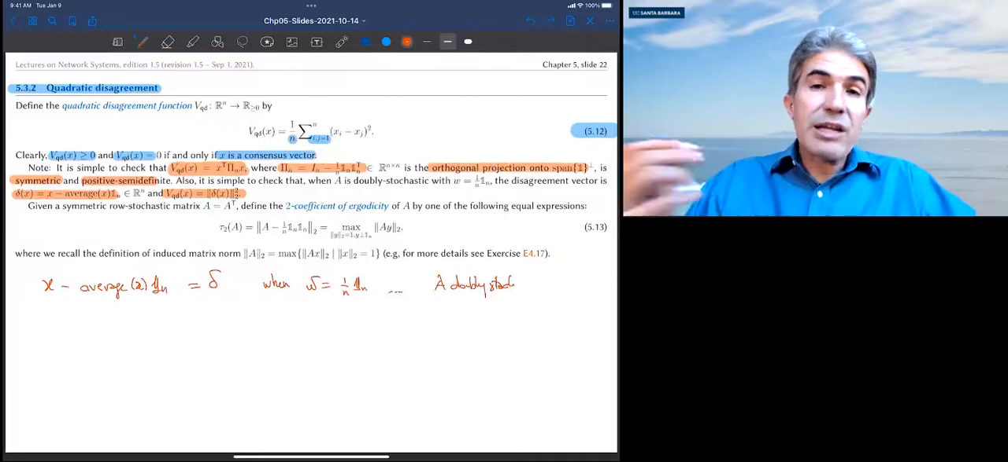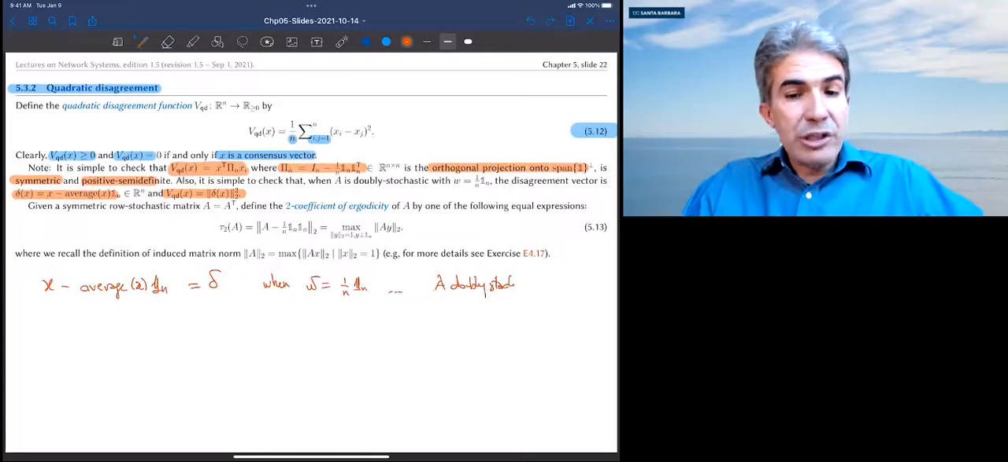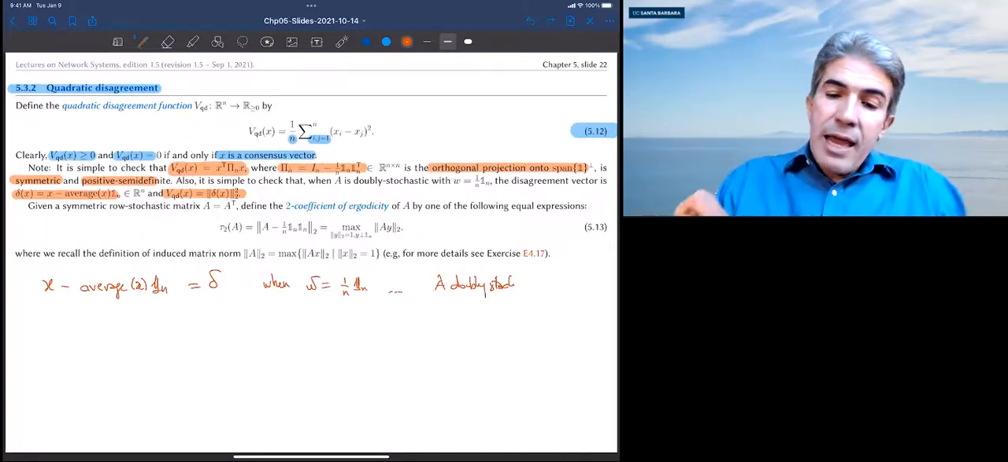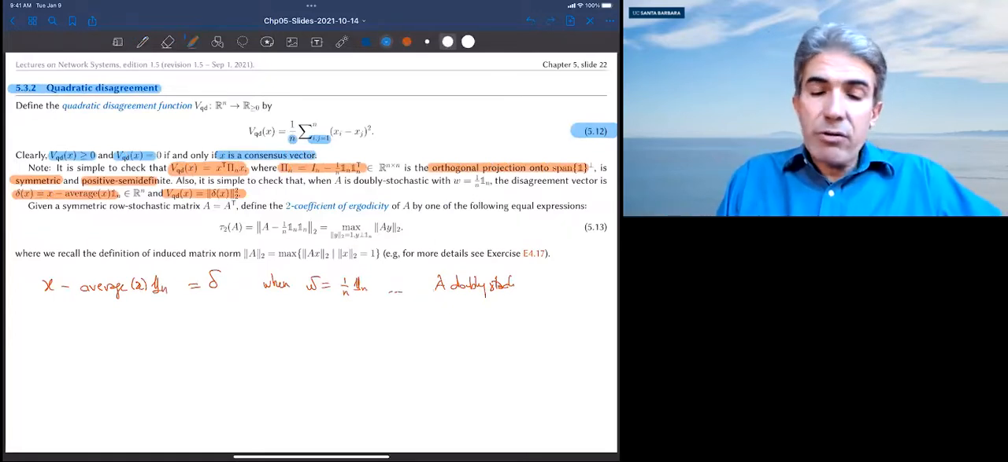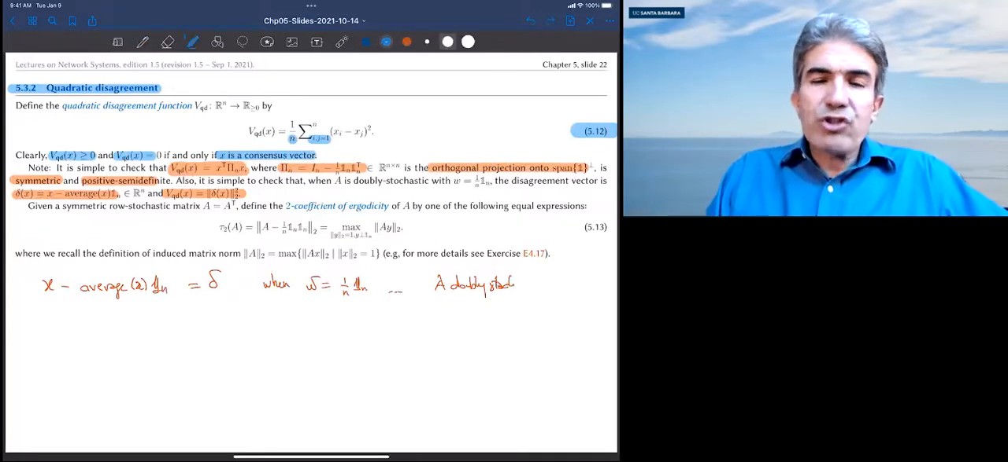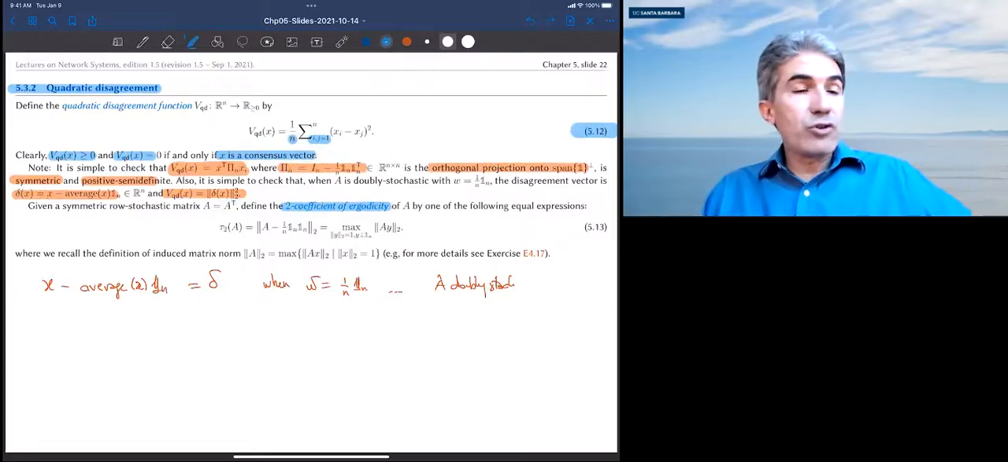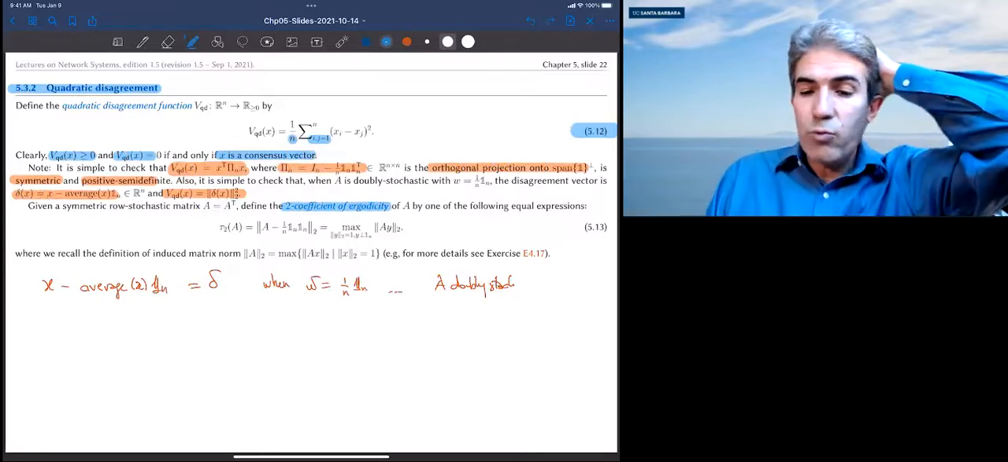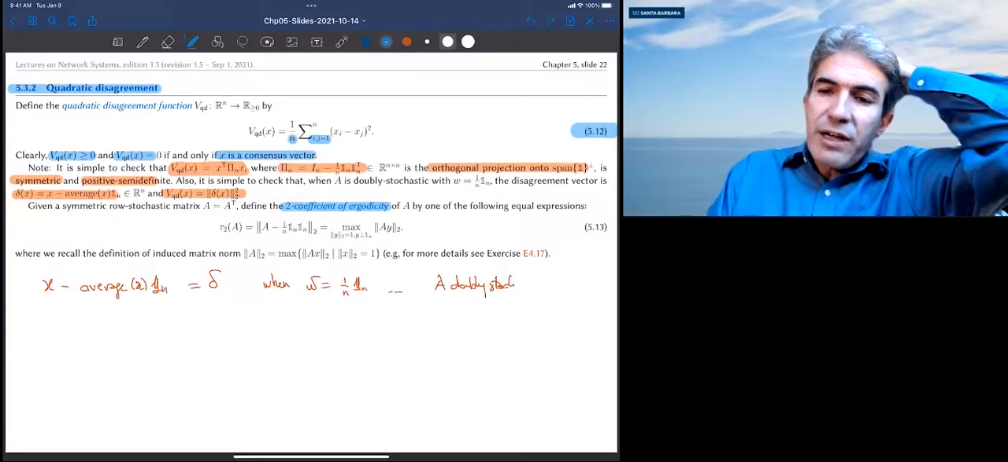But here I will make the slightly stronger assumption that A is row stochastic and symmetric, which easily implies doubly stochastic. And I want to define one more quantity before I can get to the main theorem. I will use this relatively unusual name for it. I will define something called the 2 coefficient of ergodicity. So there will also be another coefficient of ergodicity, which I'll call 1. And the 2 coefficient of ergodicity, tau 2, is defined in this equation here with 2 equivalent formulas.